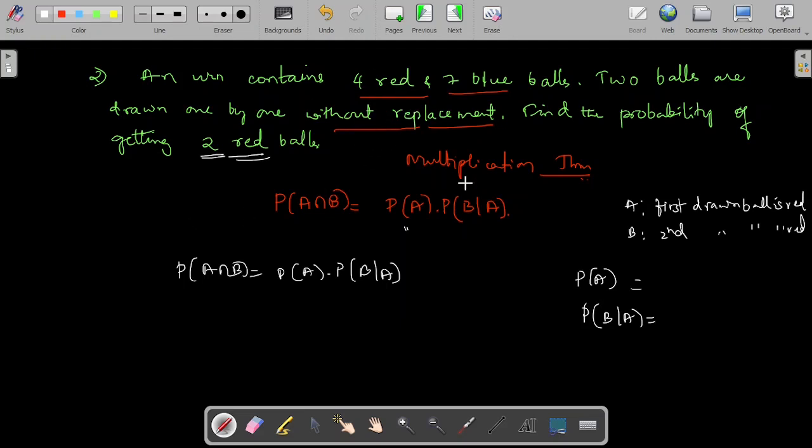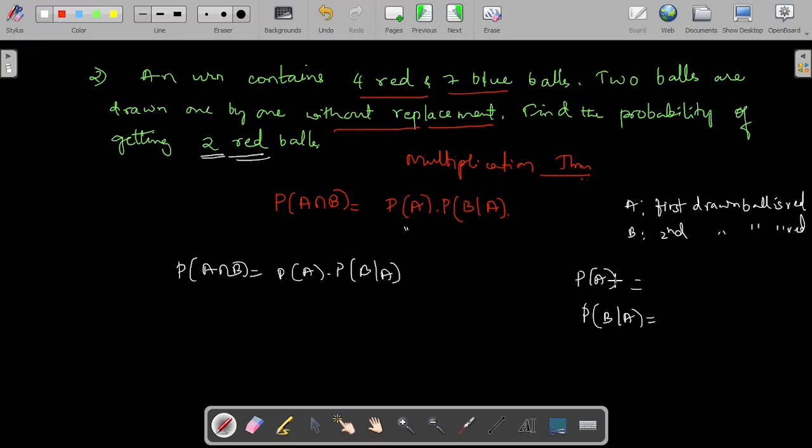The total outcomes will be less. That's why P of B by A affects the probability of the second draw. The first draw will affect the probability of the second draw, as we are not putting the ball back into the box. So without replacement means it is always this conditional probability. With replacement, the conditional probability will not change, because there is no change in the probability.